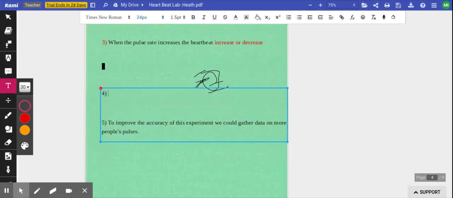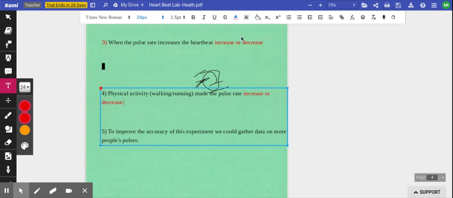Number 4, what conclusion can you draw about the relationship between physical activity and a person's pulse rate? Physical activity. Oh gosh. So that's walking or running. Made the pulse rate, and did it make it, guys? Again, did it make it increase or decrease? And that's for you to decide.